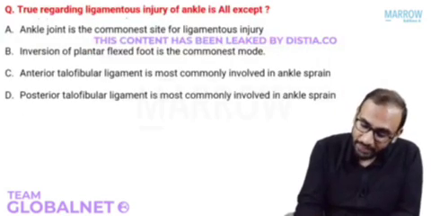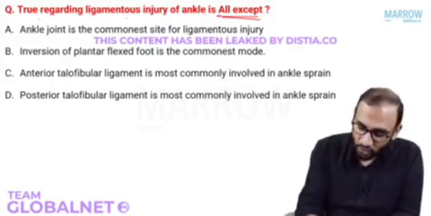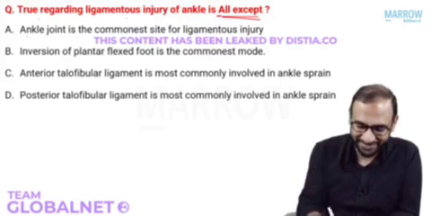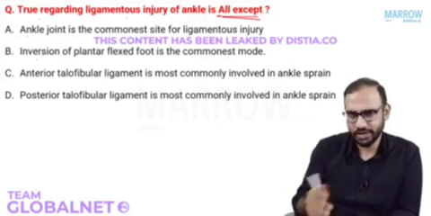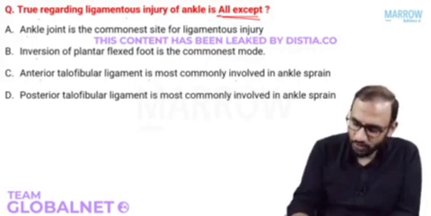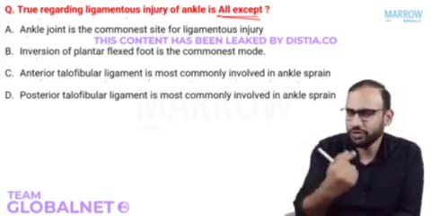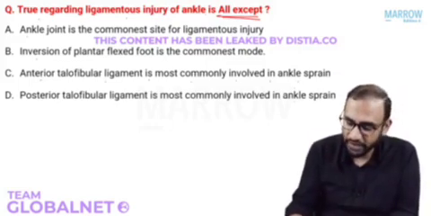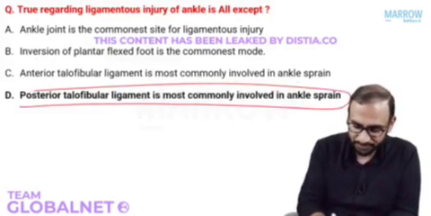True regarding ligamentous injury of ankle is all except. Ankle joint is the commonest site of ligament injury. Yes, all of us have at least injured it once in life. Inversion of the plantar flexed foot is the commonest mode. Yes, that's how we injure it, right? Anterior talofibular ligament is most commonly involved in the ankle sprain. Yes, our foot goes into inversion and anterior talofibular is the one that gets injured. Posterior talofibular ligament is most commonly involved in ankle sprain. No, it is the anterior. So this is the answer.